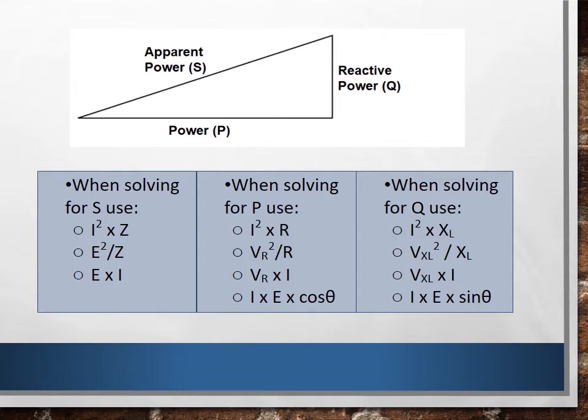The same rule applies whenever I'm looking at the reactive power. Anything that I want to figure out for Q, I have to use my XL values, which means XL and VXL, or I. Once again, I is my constant. When I want to figure out my apparent power, I have to use anything that is on the hypotenuse. This includes my total voltage as well as my total impedance.